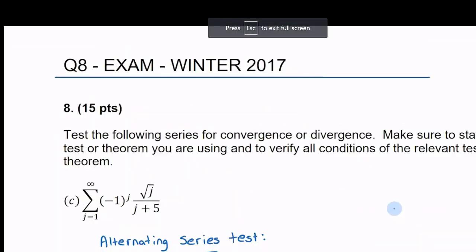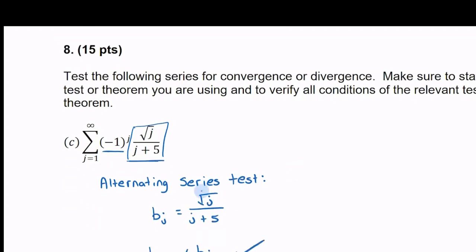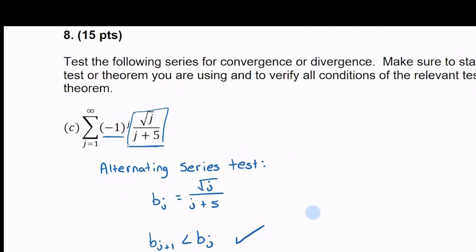Test if the following series converges or diverges. Here we have a negative 1 to the power of j. This indicates it's an alternating series, so let's attempt the alternating series test. Our bj term would be just everything other than the negative 1 term, so it would be root j divided by j plus 5. The alternating series test requires two things. First, make sure it's decreasing. So bj plus 1 must be less than bj.